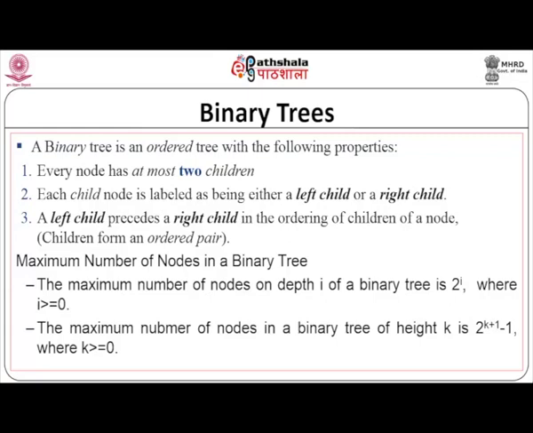The maximum number of nodes in a binary tree can also be specified. A root node will have no parent, all the leaf nodes will have no children, and all other nodes can have 1 child or 2 children. Assuming the maximum, the maximum number of nodes at depth i of a binary tree is 2 to the power of i, where depth i is the level, and i is greater than or equal to 0. The maximum number of nodes of a tree of height k is 2^(k+1) minus 1, where k is greater than or equal to 0. I will go into detail about this as we go along.